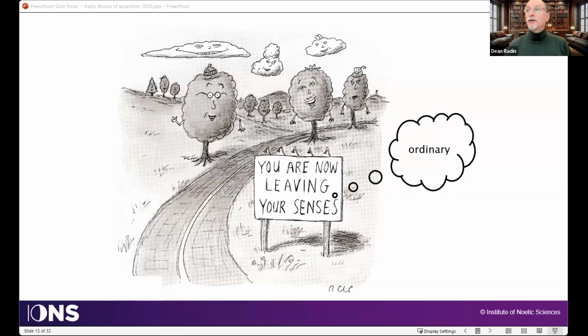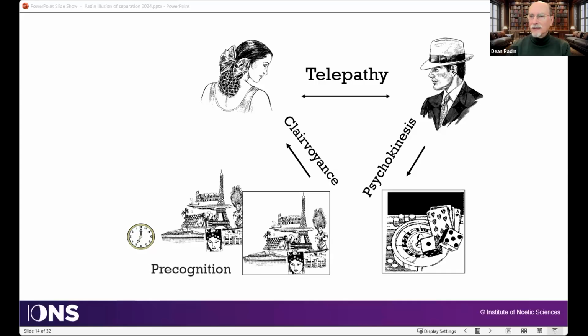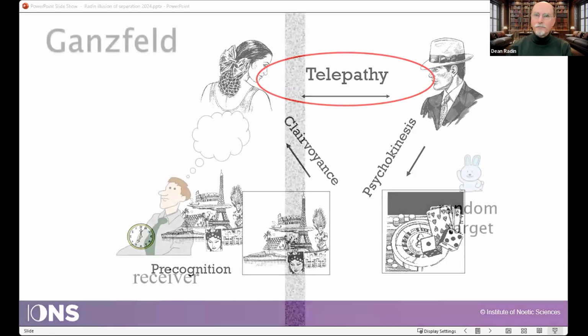Now, we're actually leaving the ordinary senses. So the kinds of experiences then that we can study and do study at IONS can be cast into these terms. There's terms like telepathy and psychokinesis and clairvoyance and precognition. All of these are commonly reported. These are the kinds of things that we can study in the lab. So today we're only going to look at telepathy.